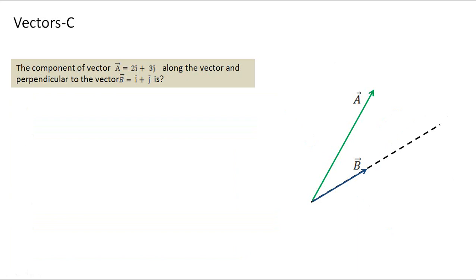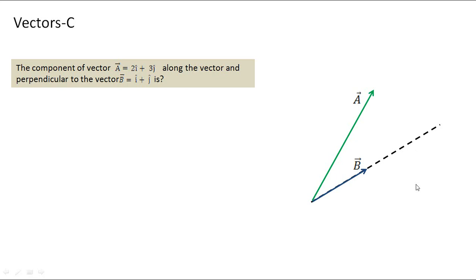Another important application of dot product, slightly tricky compared to previous questions. It requires a little better concentration. So there's a vector A given, 2i cap plus 3j cap, and there's another vector B given here. So these are two vectors. What do we need to find? We need to find the component of vector A along the vector and perpendicular to vector B. We need to break this vector A into two components, not along the x-axis and y-axis. This time we need to take its component along vector B and perpendicular to vector B.